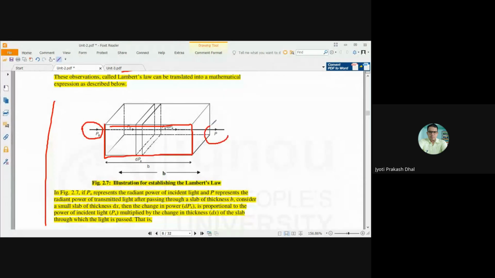So you have to start the long question of Lambert's law from here. First you have to draw this figure, and after that you have to write: if P naught represents the radiant power of light, after passing through a slab of thickness B. So this is a slab of thickness B. Here you can see the thickness of the slab is B.